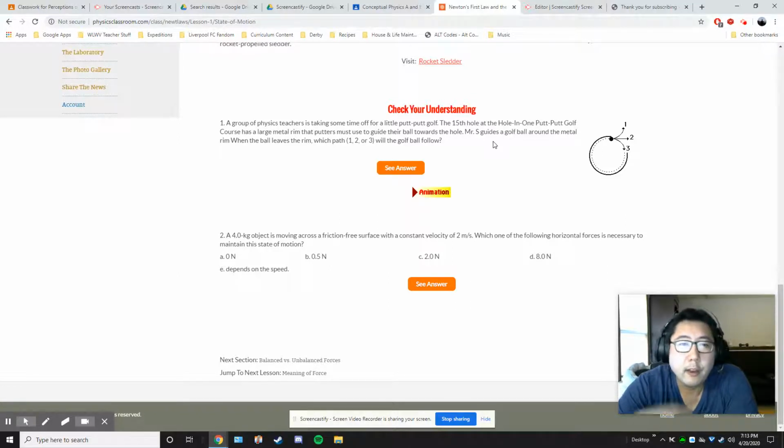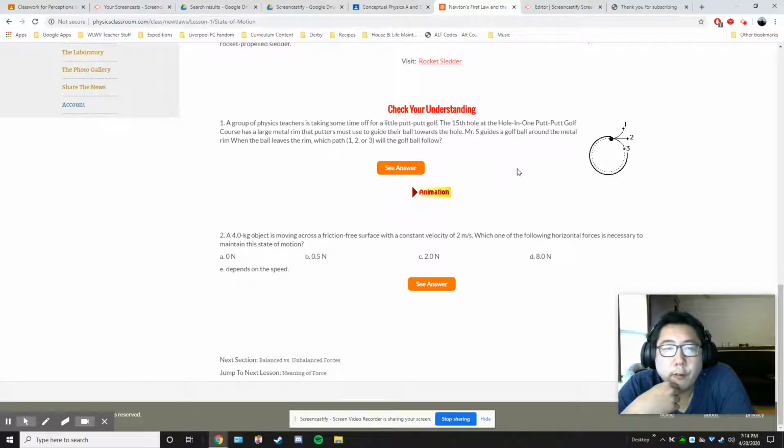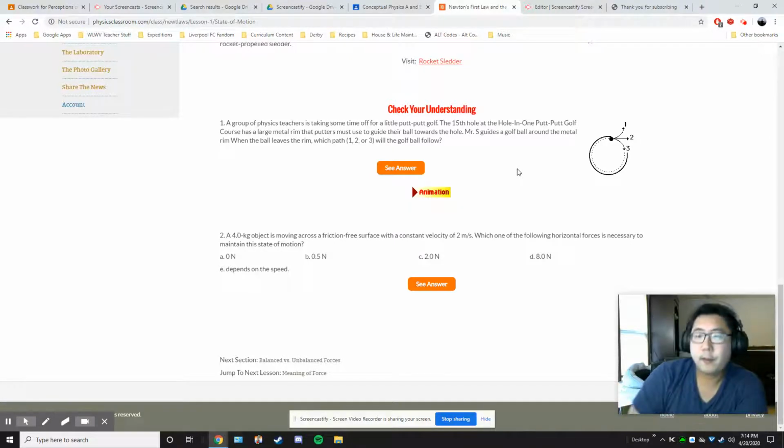So let's take a look at it. A group of physics teachers is taking some time off for a little putt-putt golf. The 15th hole at the hole-in-one putt-putt golf course has a large metal rim that putters must use to guide their ball towards the hole. Mr. S guides a golf ball around the metal rim. When the ball leaves the rim, which path, 1, 2, or 3, will the golf ball follow? So let's take a look at our diagram here.